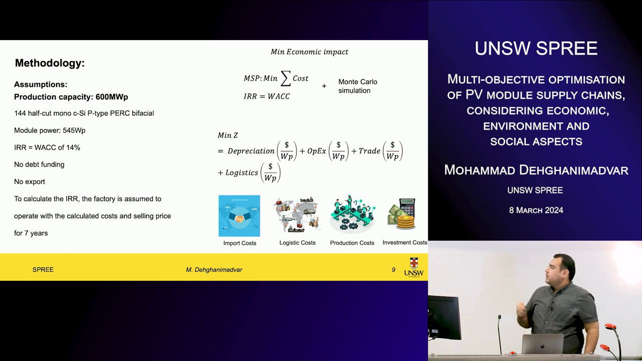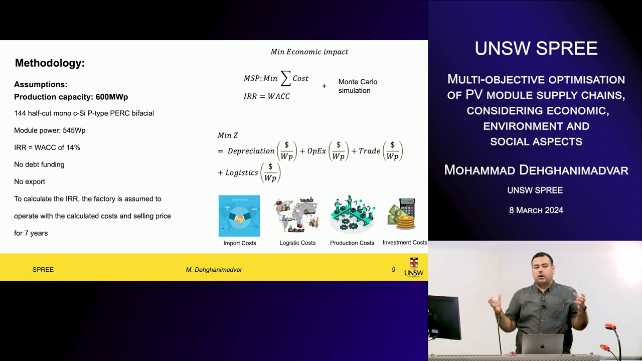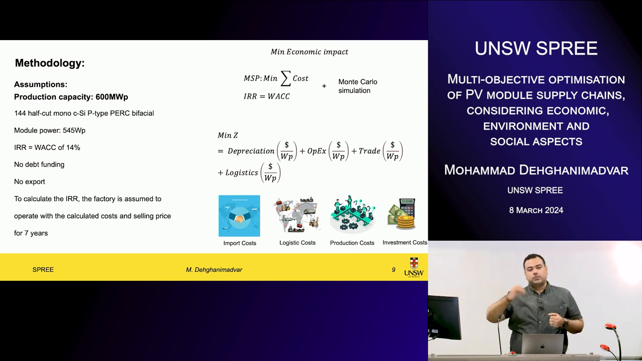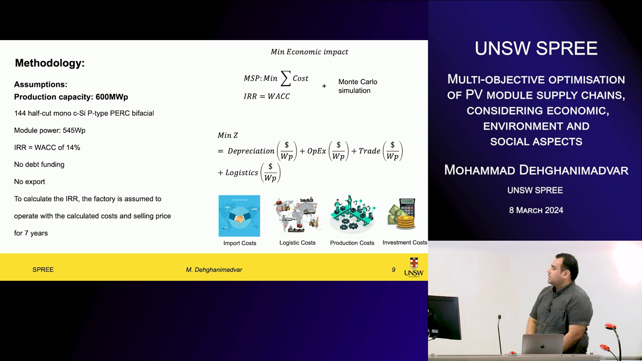MSP is defined as enough return on your investment. So we have internal rate of return. If you set the internal return to your weighted average cost of capital, whatever your capital cost structure is, whether your business is based on equity or debt, if you set your return to that to answer your capital cost, you have your minimum sustainable price. You can gain enough margin to have a sustainable business.